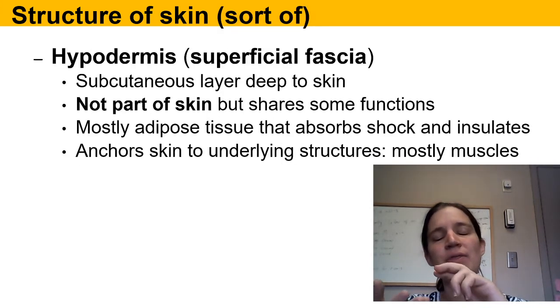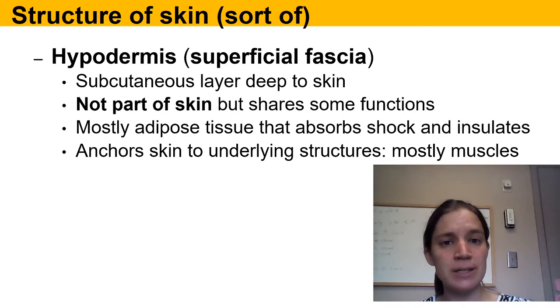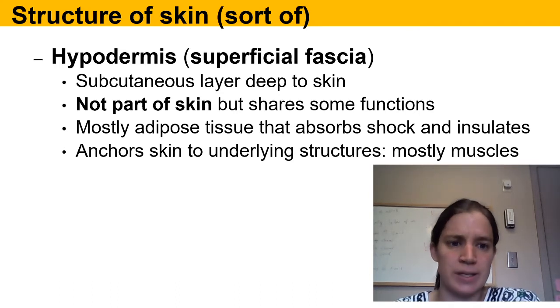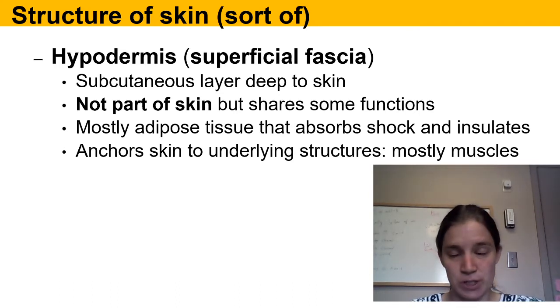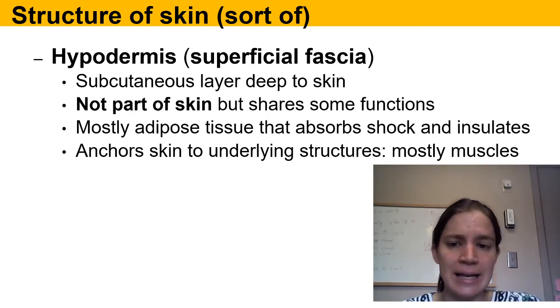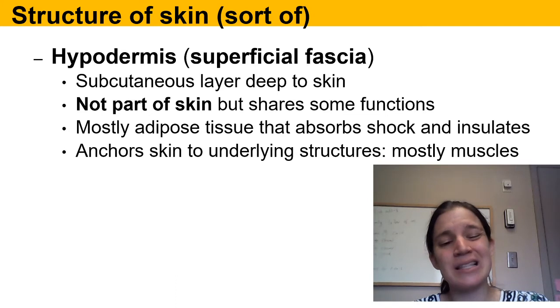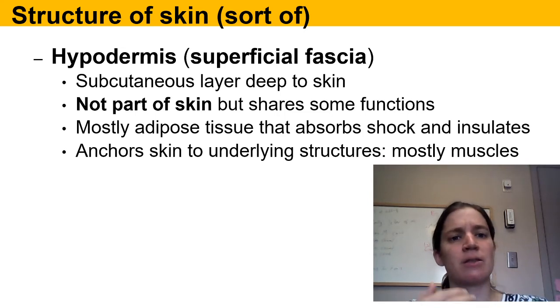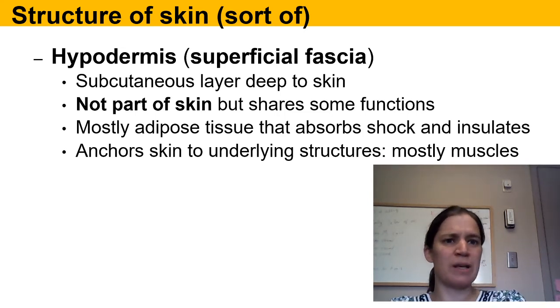Beneath the dermis, there's the hypodermis. It's deep. It's not part of skin, but it shares some of the functions, and it's associated with skin. So it's mostly adipose tissue, and so that's going to be doing things like absorbing shock and insulating. The hypodermal layer is also going to be connecting the dermis to mostly muscles that are underneath it.